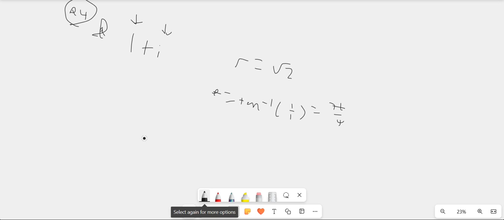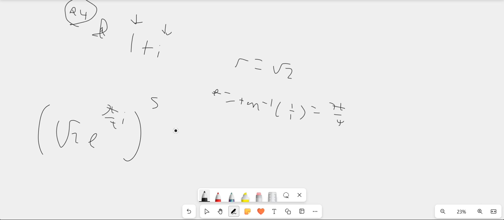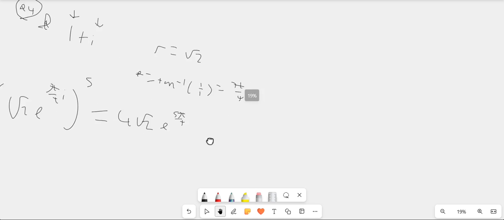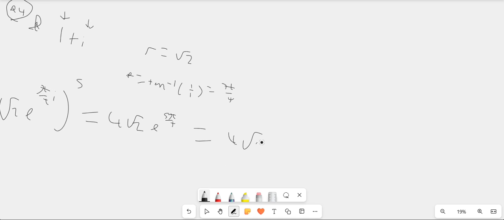So hence, 1 plus i can be written as root 2 e to the power of pi over 4 i. And then we put that to the power 5. So that's root 2 to the power 5, which in your calculator is 4 root 2, e to the power of, and then you just multiply the power, so 5 pi over 4. You get it? Easy. And then if you actually work this out, that'll be 4 root 2 times cos 5 pi over 4 plus i sin 5 pi over 4, which you can write as well.